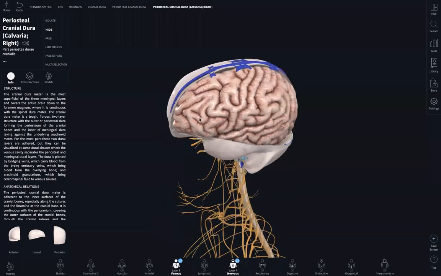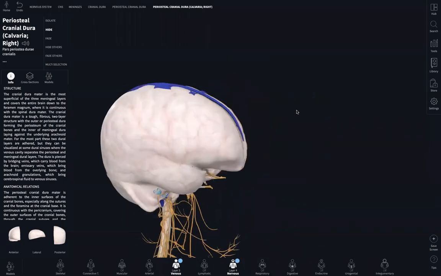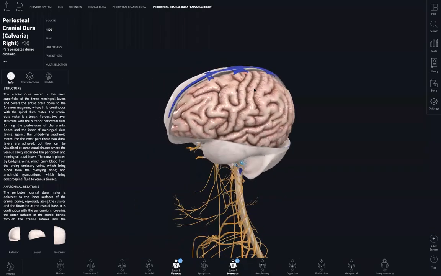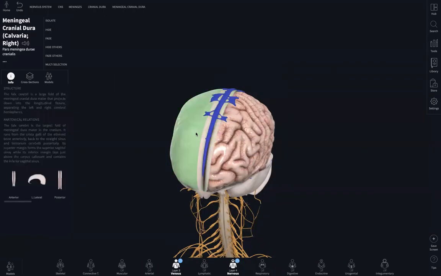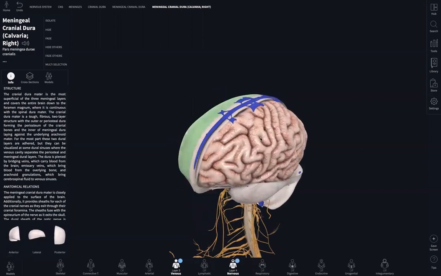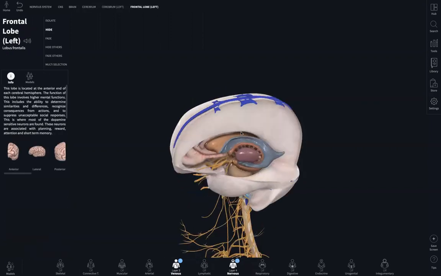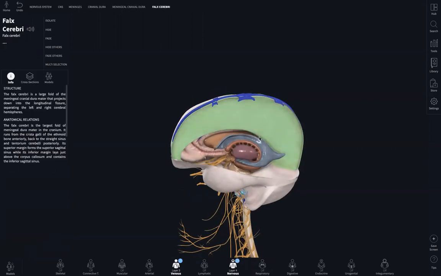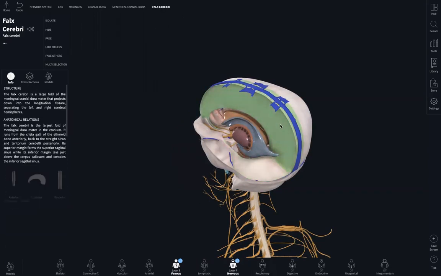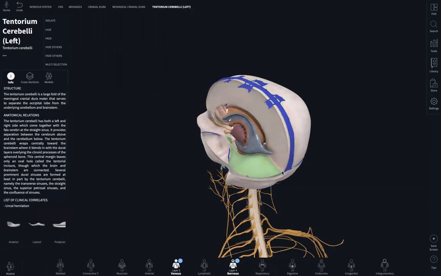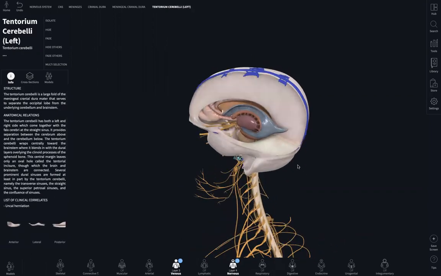So here we've got a beautiful 3D model of the brain and the dura. So here we have our dura mater. And if we remove this half of the brain, we can see here our dural folds. So we have firstly the falx cerebri, and secondly the tentorium cerebelli. Now they are very annoying names.